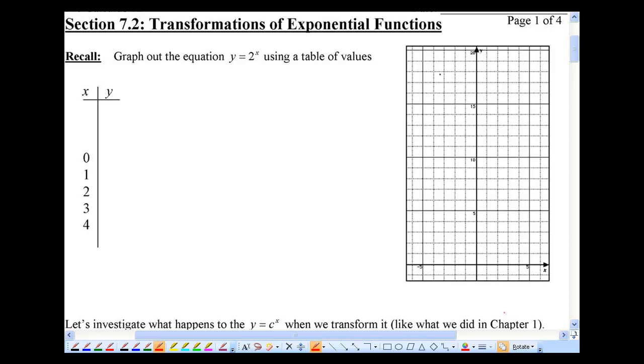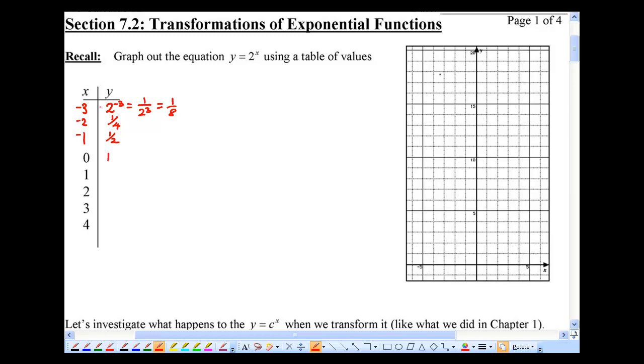To start out, I want to use that basic function again, and that's y equals 2 to the power of x. I'd like you to graph that out using a table of values, and let's see if you can put in some values that are less than 0. How about -3, -2, and -1? We did those last time. That's 2 to the power of -3, which is 1 over 2 cubed, and I think you remember that should be 1 over 8.